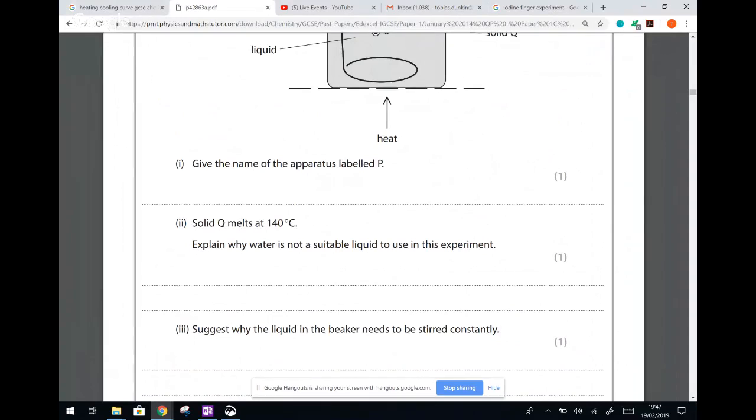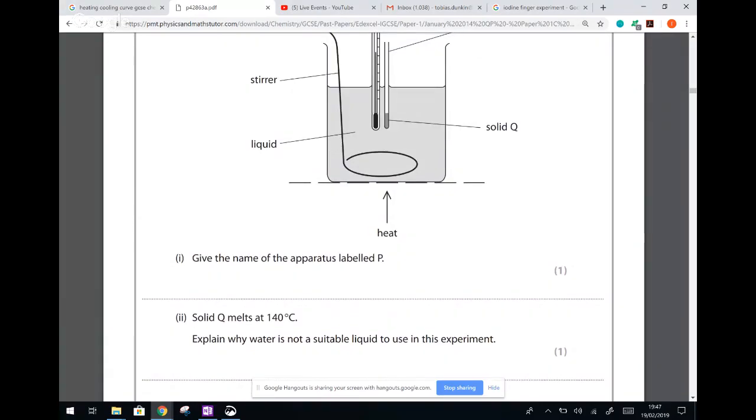Explain why water is not a suitable liquid for use in this experiment. We want to find out the temperature that the solid Q melts at. Well, if we know roughly what that number is, and that's about 140, we realize that we cannot use water. The reason being is water will not reach 140 degrees Celsius. The temperature will level off. The only thing that gets above 100 degrees is steam, which is gaseous water, water vapor, steam, they're the same thing. So you cannot get water above 100. It's certainly not at atmospheric pressure. So explain why water is not a suitable liquid, because you cannot reach 140 degrees Celsius with water.